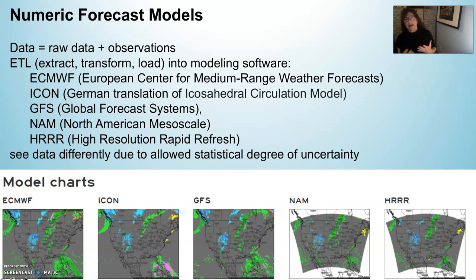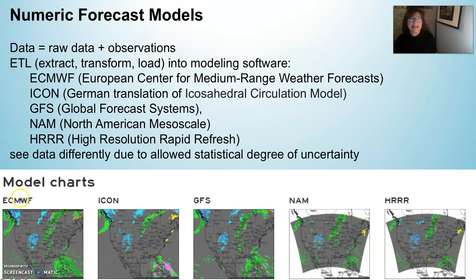So just to give you an idea of what we're talking about for models, this on the bottom has 5 models that are frequently used and compared. So all of this data comes down as raw data and observations that we've talked about. Then it goes through an ETL process, which is extract, transform, and load, basically getting the data into a format that you can look at, cleaning up the data, and loading it into the models. And some of the models that we're talking about here.